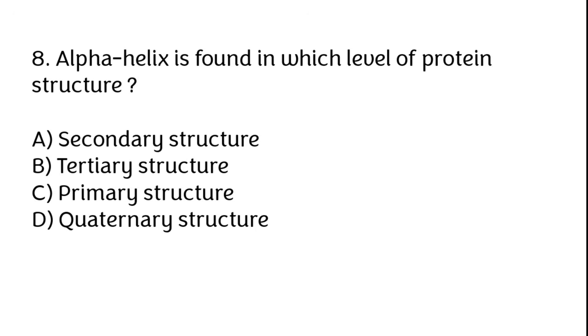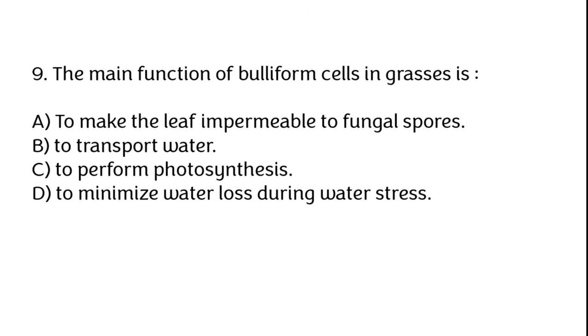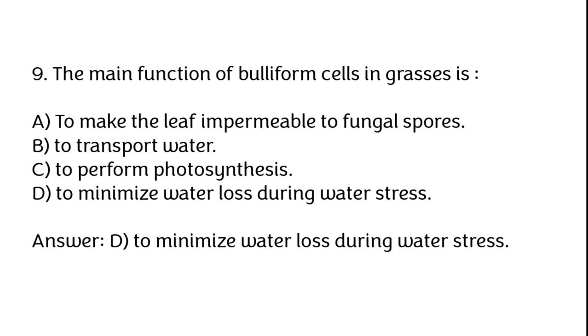Alpha helix is found in which level of protein structure? Correct answer is A, secondary structure. The main function of bulliform cells in grasses is? Correct answer is D. To minimize water loss during water stress.